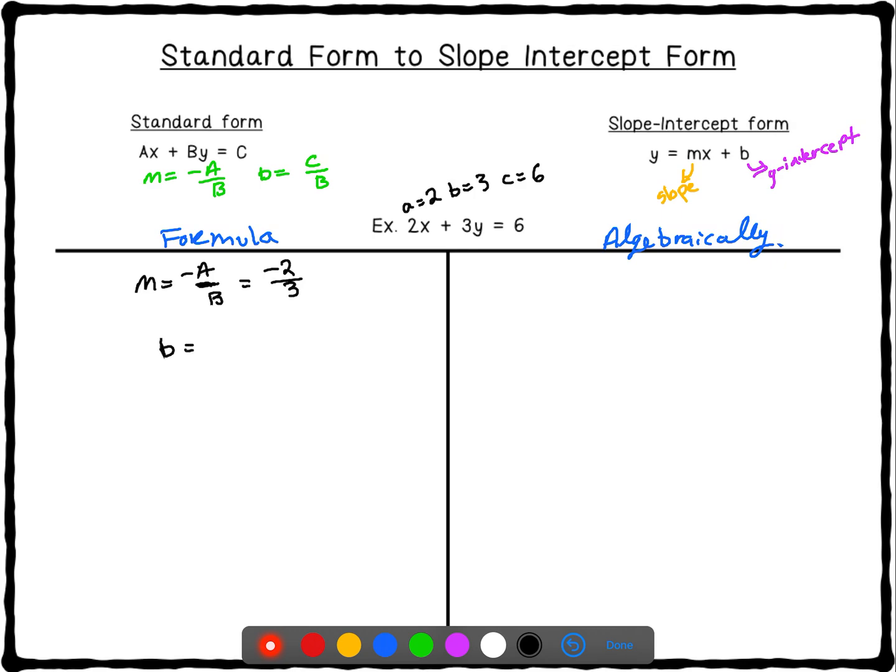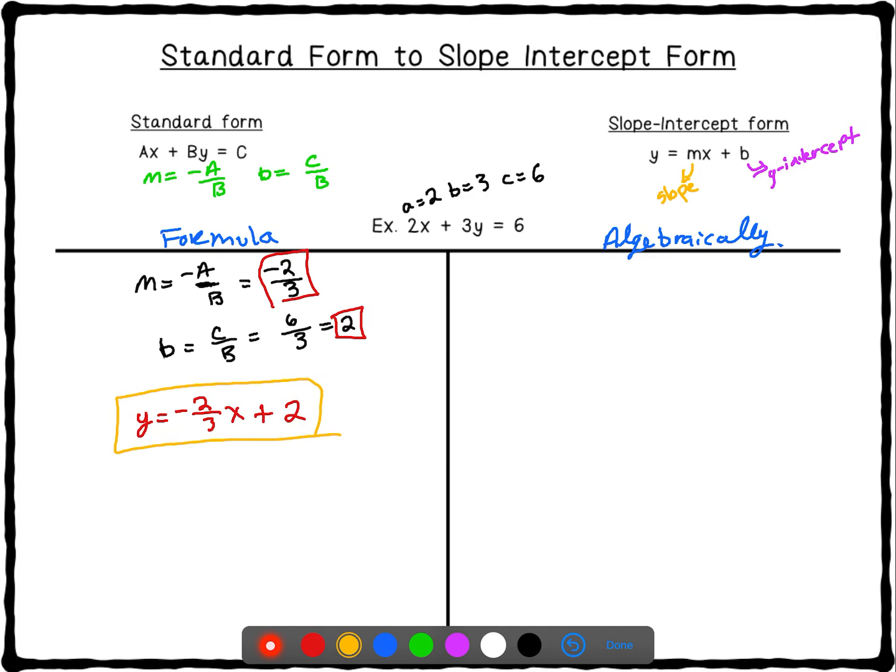For our y-intercept, we take our c, which is 6, and divide it by b, which is 3. So 6 divided by 3 simplifies to give us 2. So we have our y-intercept and we have our slope. When we write it in slope-intercept form, y equals m, which is negative 2 over 3x, plus our b, which is 2. And there we have it.